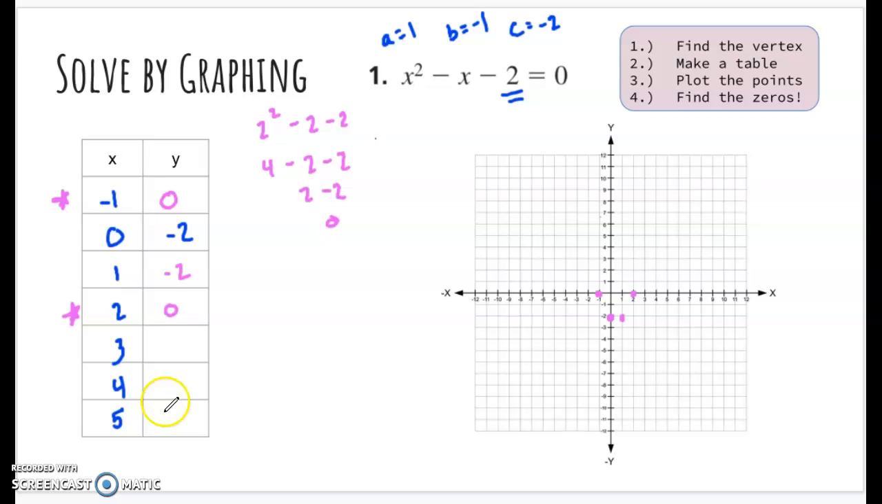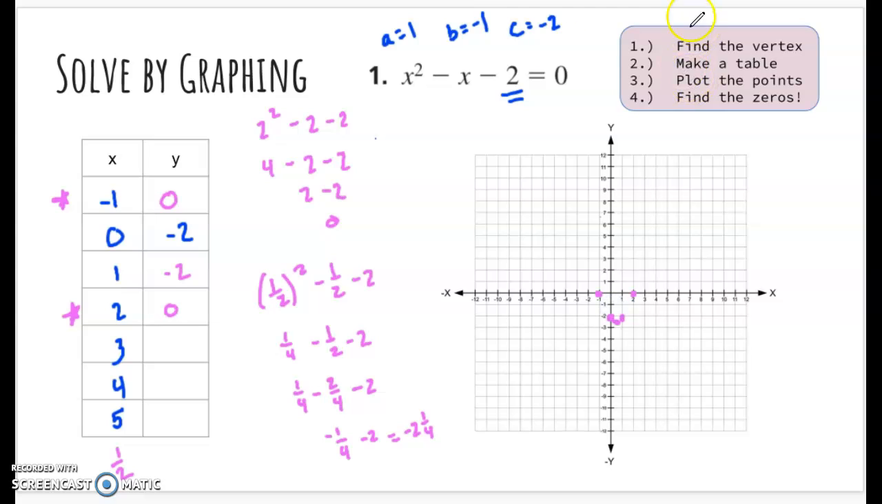Because we know that our vertex is when x is 1/2. So if I plug that in, I've got 1/2 squared minus 1/2 minus 2. So let's see here. 1/2 squared is 1/4 minus 1/2 minus 2. Well, I know in order to subtract, I have to have a common denominator. Minus 2/4 minus 2. So 1/4 minus 2/4 is negative 1/4 minus 2, which is negative 2 and 1/4. So that'd be 1/2, negative 2 and 1/4. So like about right there.